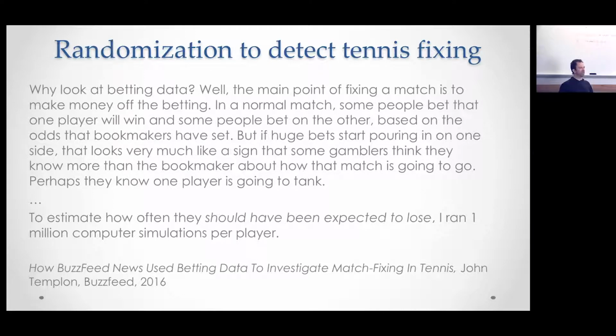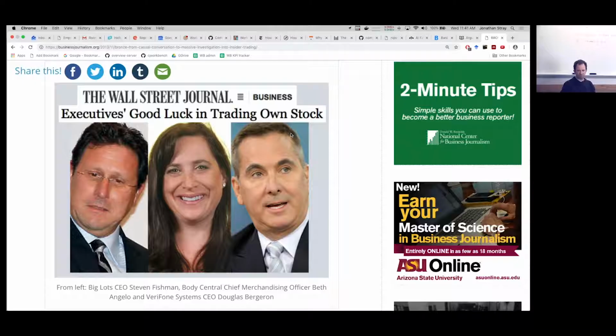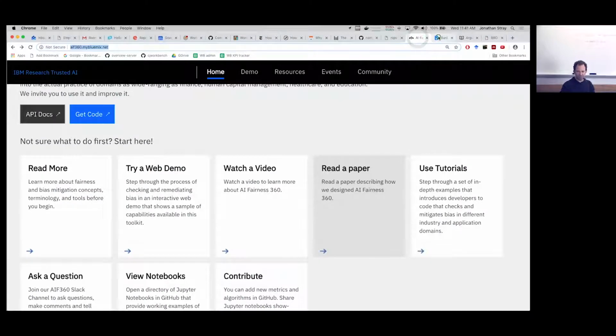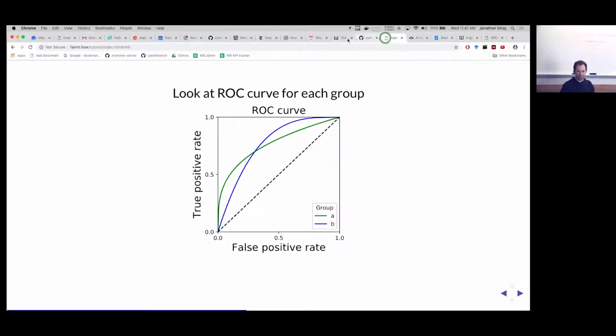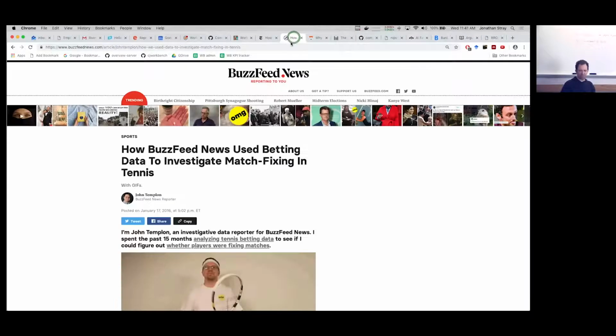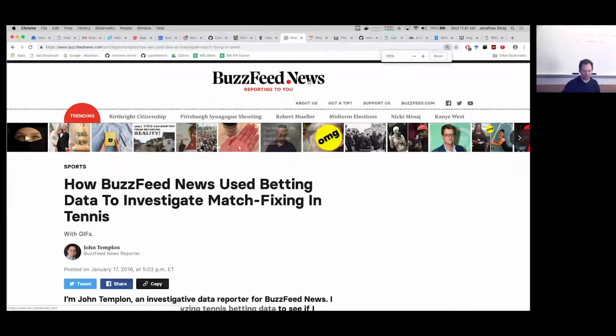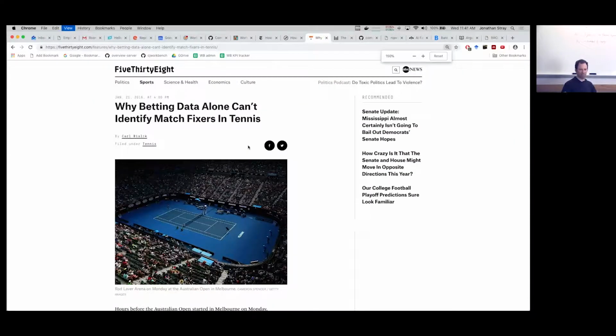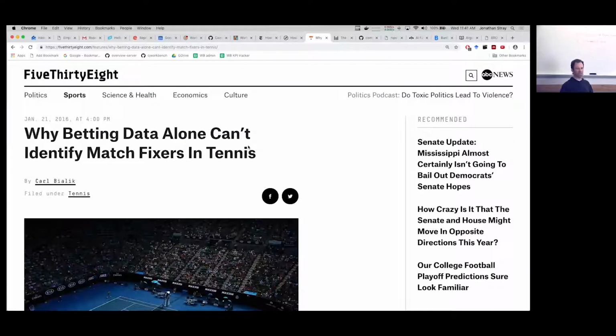Why? What is the weakness of this type of analysis? They could have just had a bad day. Yeah, they could have had a bad day for all kinds of reasons. And there's a really nice article, also in your readings. Here's the original, How they use data to investigate match fixing in tennis. And here's a lovely article, Why Betting Data Alone Can't Identify Match Fixers in Tennis. This is a beautiful critique of the method.